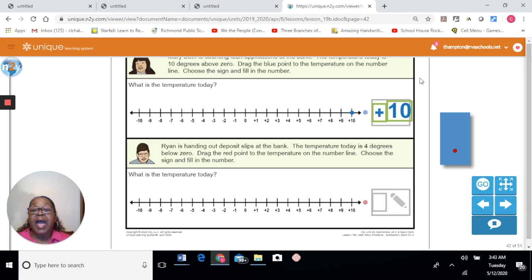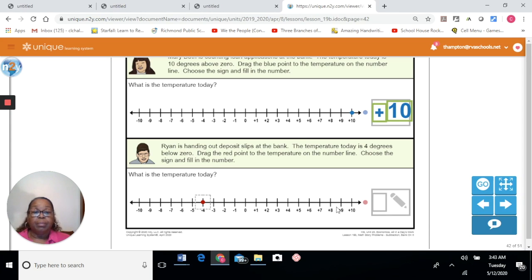Ryan is handing out deposit slips at the bank. The temperature today is 4 degrees below zero. Drag the red point to the temperature on the number line. So above zero was a positive number. The opposite of above is below, so that would be a negative number. And it's 4 degrees below. And we will put that on the number line. Here's our point of origin, 0.